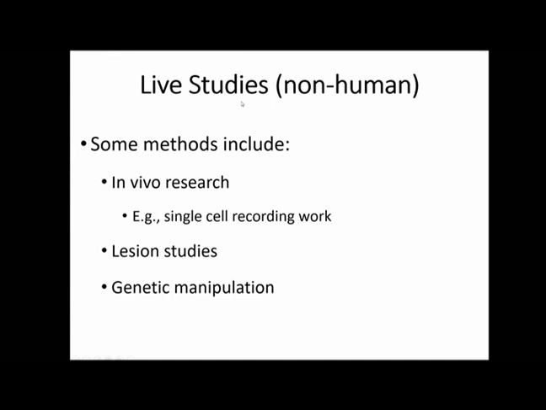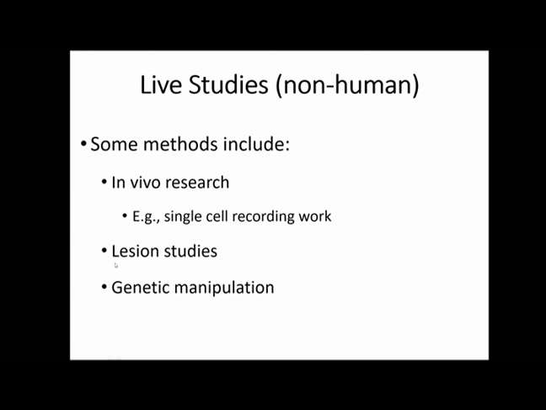The next kind of study is a live study. And in this case, we'd be looking first at live studies in non-human animals. And so some of these methods will include in vivo research. So you could work in a living animal. Maybe you'd want to record a single cell in the brain. You want to look at if this neuron is firing at any particular point in time.